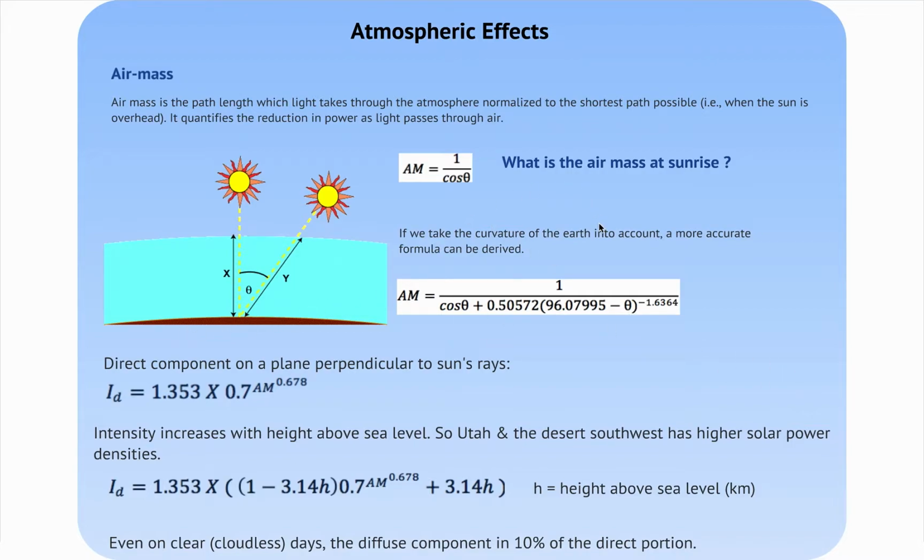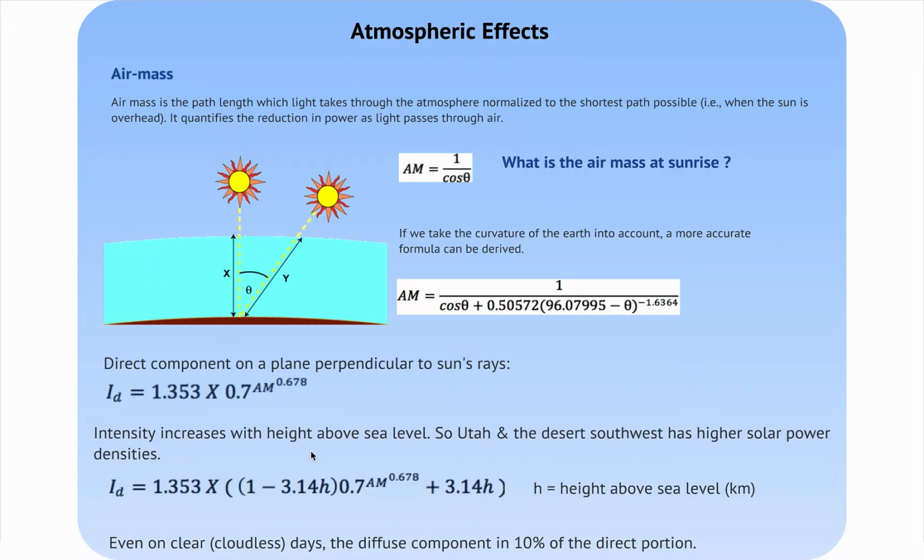If we take the curvature of the Earth into account, a more accurate formula can be derived, which is shown here. Again, not so important from our perspective. We only need to know this. We can also divide the direct component of the light perpendicular to the sun rays, and we can express that in terms of the air mass shown here. Not terribly important for us, but just be aware that this exists.